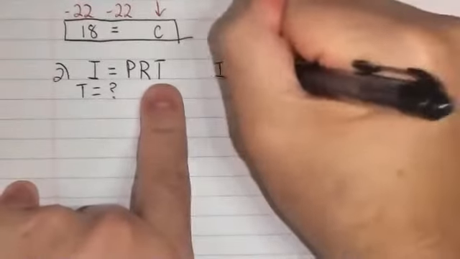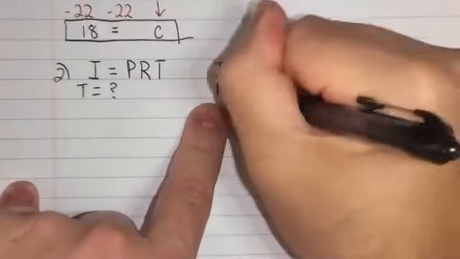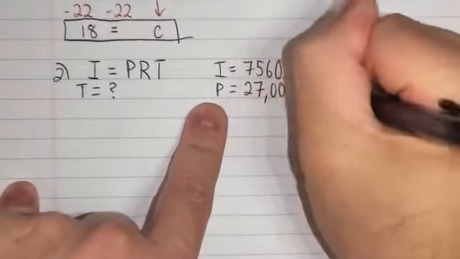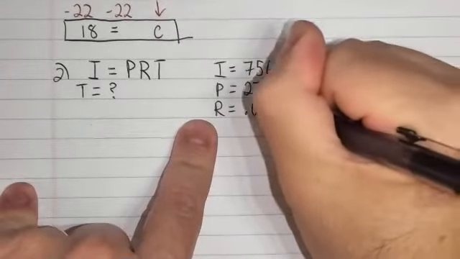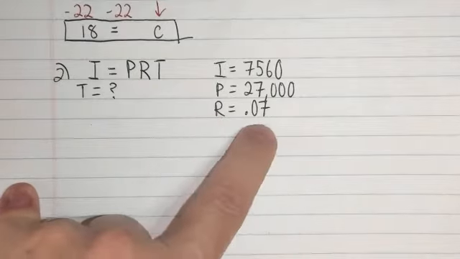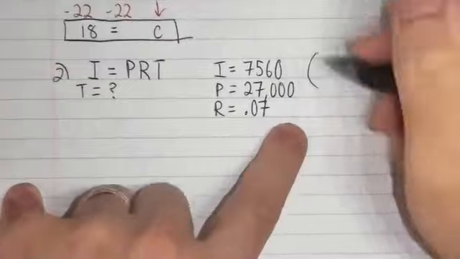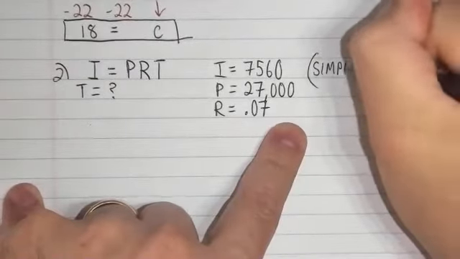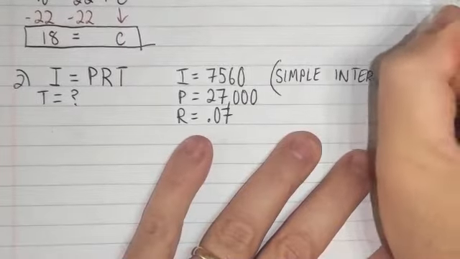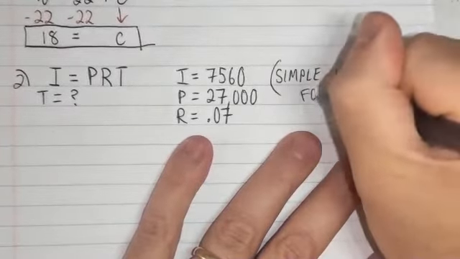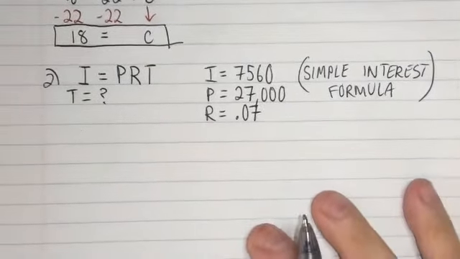It tells me my interest is 7,560. My principal is 27,000. And my rate is 0.07. Usually rate is a percentage, and this is actually 7%, but they give it to you in decimal form. What is this formula? The name of it really isn't important, but this is a formula used to calculate your simple interest. It's kind of like if you put money in a bank and it had interest on it.